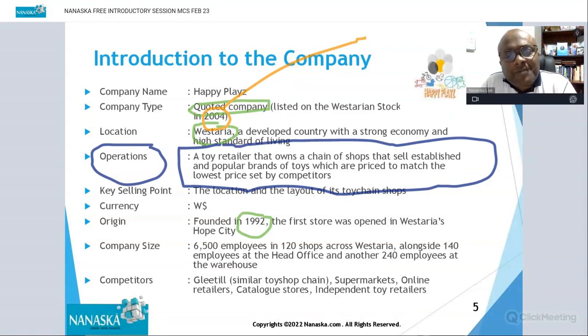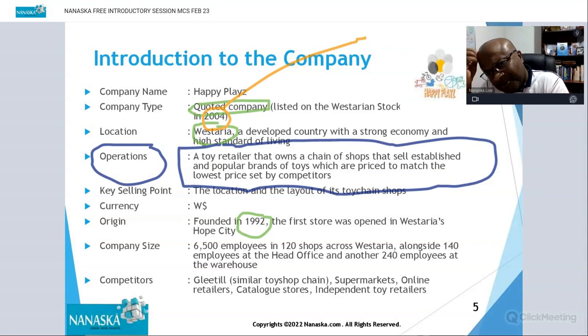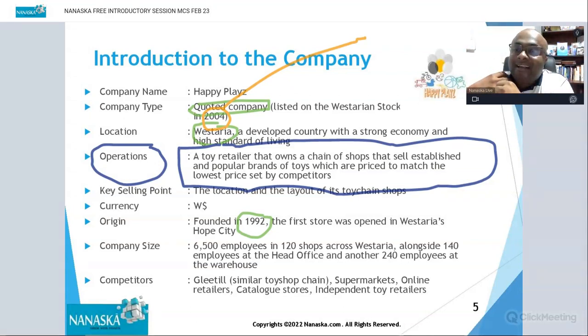That owns a chain of shops that sell established and popular brands of toys. So we must be selling other people's toys. I don't know, maybe there's a small part of our own brand as well, like in my German company. So we need to learn about it, right?